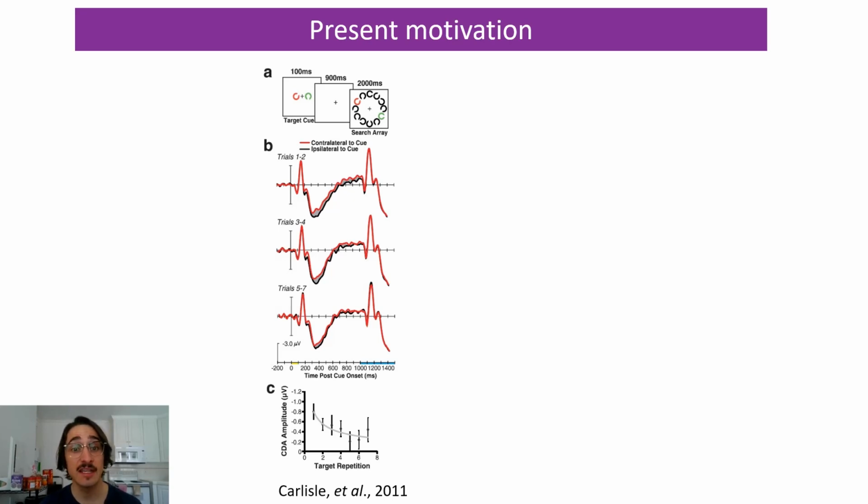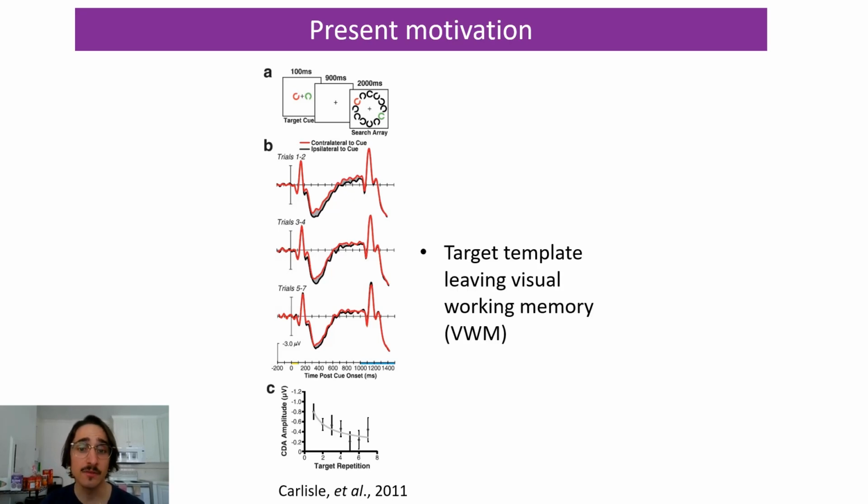The first is the repeated visual search paradigm that has begun to characterize the neural processes responsible for maintaining an active representation of a target template, and how with repetitions the relative contribution of different processes changes. So the decline in the CDA amplitude is indicative that visual working memory plays a smaller role in maintaining the target template as participants repeatedly search for the same target.